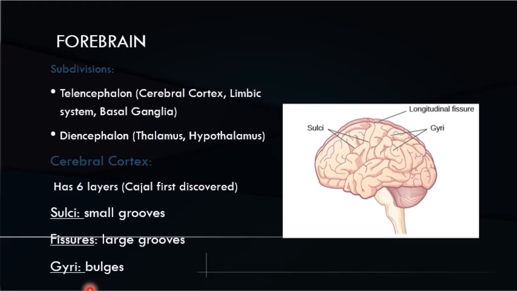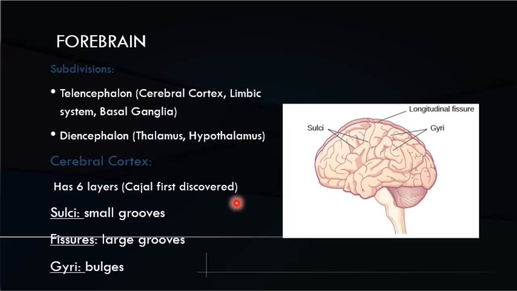Okay, so remember the first class, it was all about history and people and stuff that he said you don't need to know for the exam? But no, the person that found out that the cortex has 6 layers was Cajal. So Cajal found out first that the cortex has 6 layers.